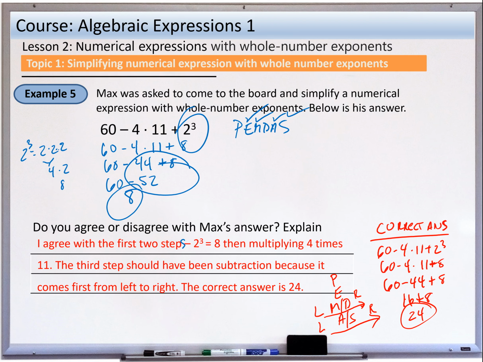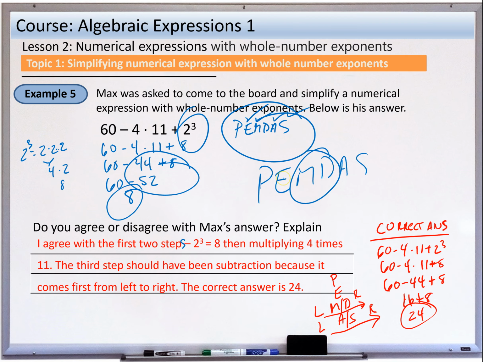And this is one of the problems I have with writing PEMDAS this way. A lot of people think that when you write PEMDAS this way, or your order of operations, multiplication always comes before division and addition always comes before subtraction. It's not true. It's whichever you see first from left to right. Therefore, its correct answer should have been 24.